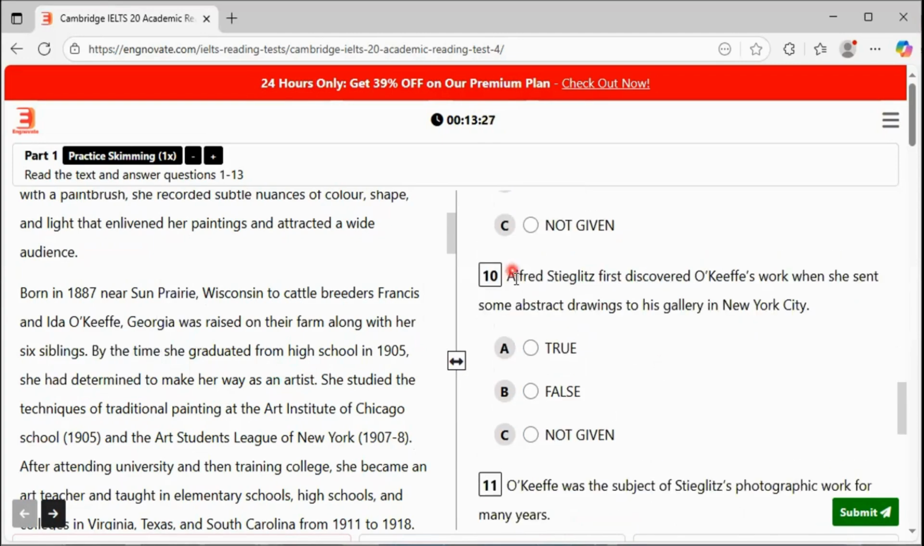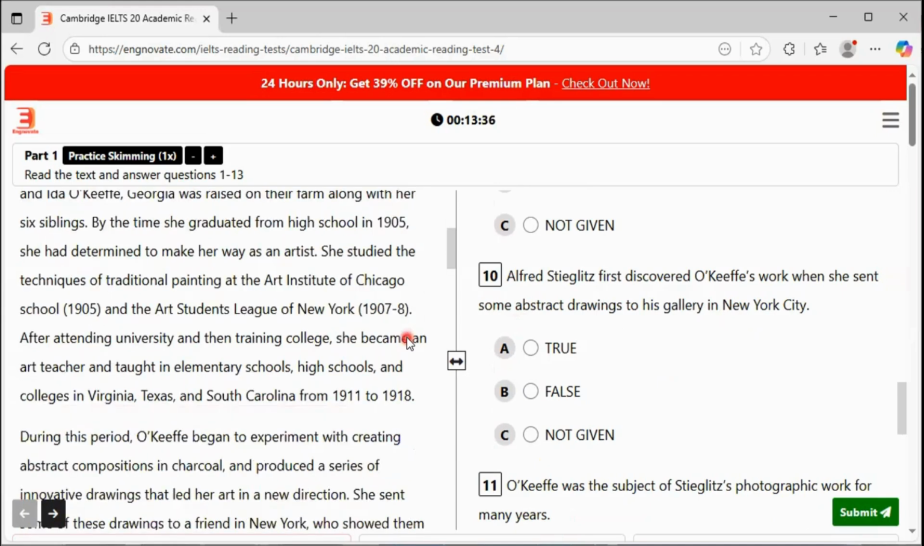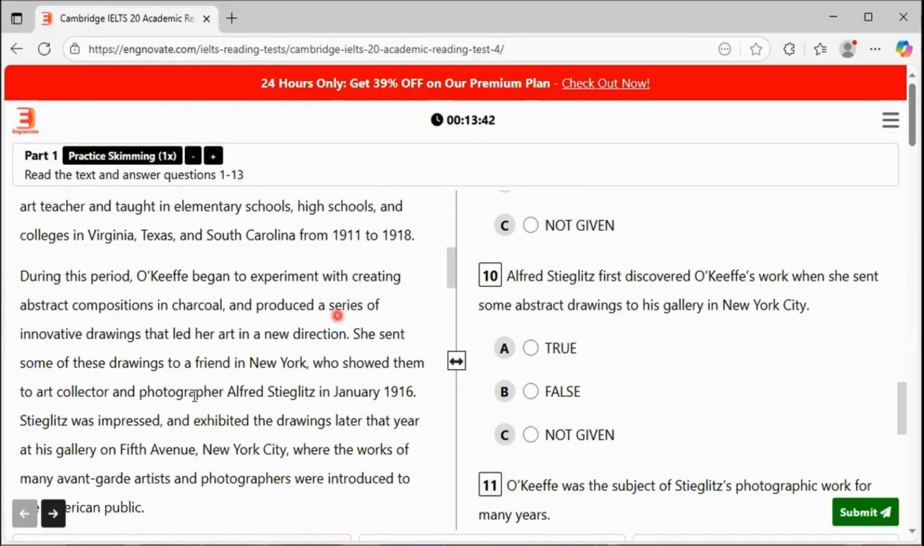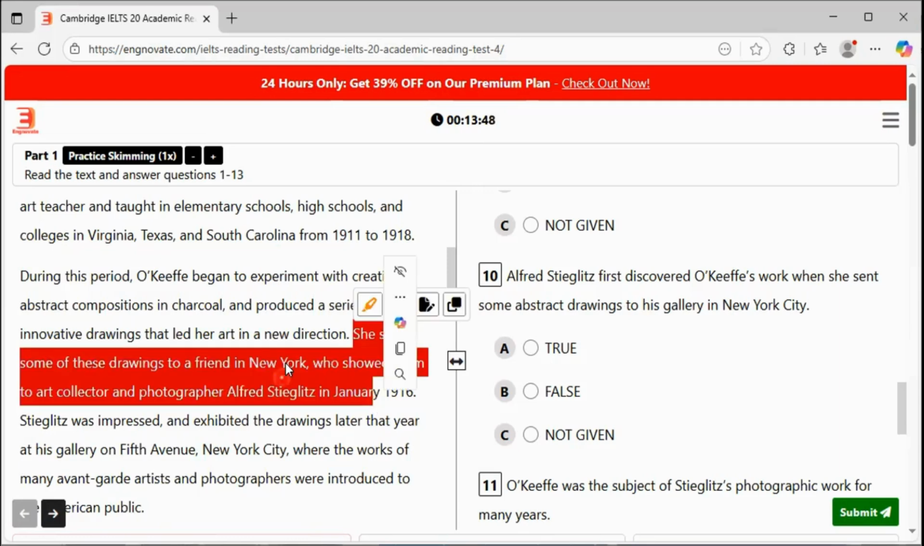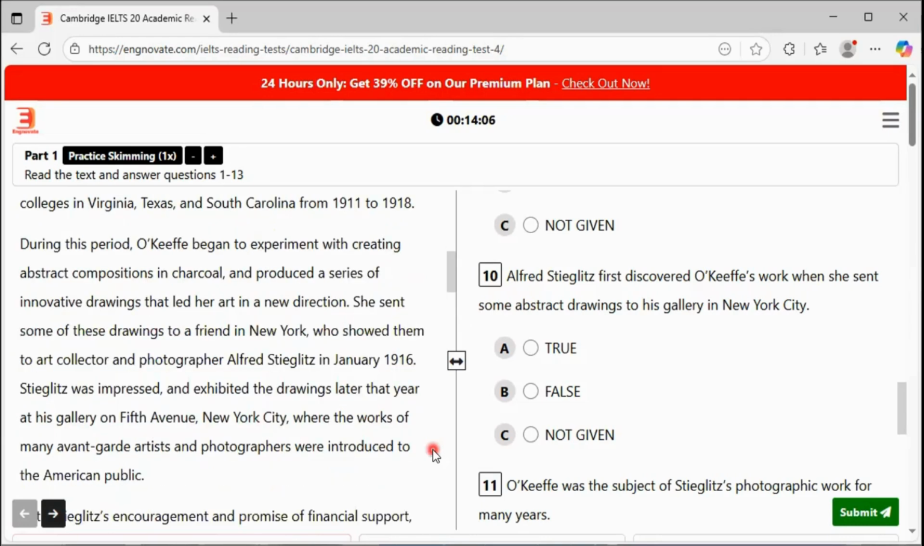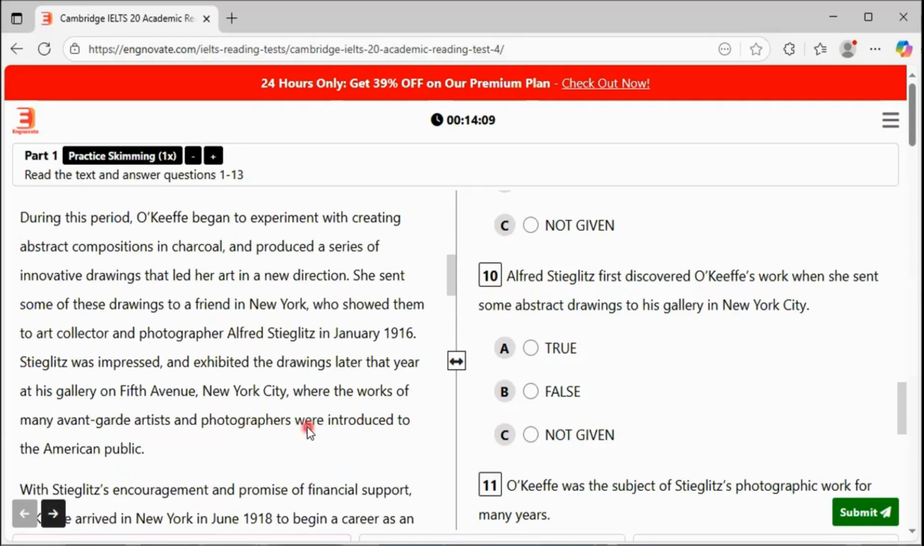Number 10. Alfred Stieglitz first discovered O'Keeffe's work when she sent some abstract drawings to his gallery in New York City. So let's check Alfred Stieglitz. Alfred Stieglitz is not here. Stieglitz is here. Look at it here now. She sent some of these drawings to a friend in New York who showed them to an art collector and photographer, Alfred Stieglitz, in January 1916. Stieglitz was impressed and exhibited her drawings later that year at his gallery on 5th Avenue, New York City, where works of many avant-garde artists and photographers were introduced to the American public.